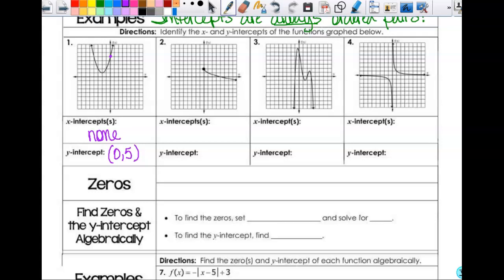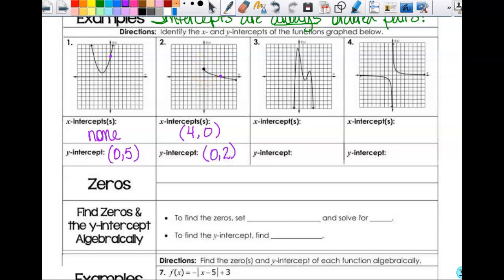Alrighty, number 2, my X-intercept. Looks like I intercept the X-axis 1 time right there. That's at 1, 2, 3, 4. So I have an X value for my X-intercept. My Y value is 0. I'm only allowed to have 1 Y-intercept. If I have one, that's at 2. So I'm at (0, 2).